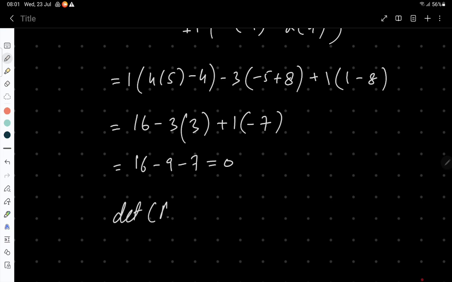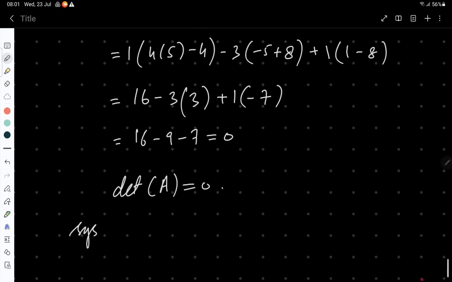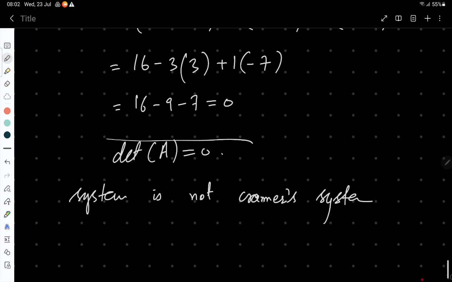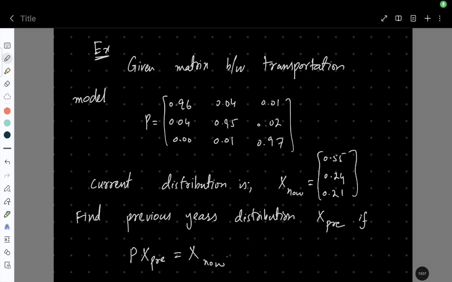Since the determinant of A is 0, the matrix is singular. That means the system is not a Cramer system. Since the system is not a Cramer system, we cannot go to step 2. Since the determinant is 0, that means the inverse does not exist. So if the inverse does not exist, we cannot find the inverse. Okay.